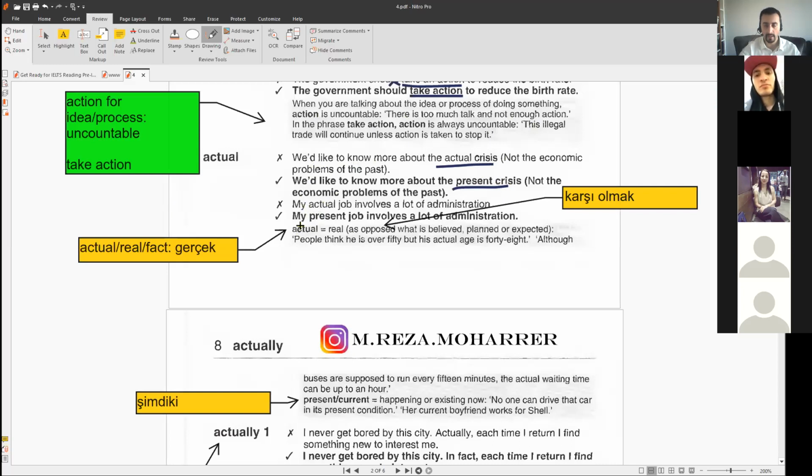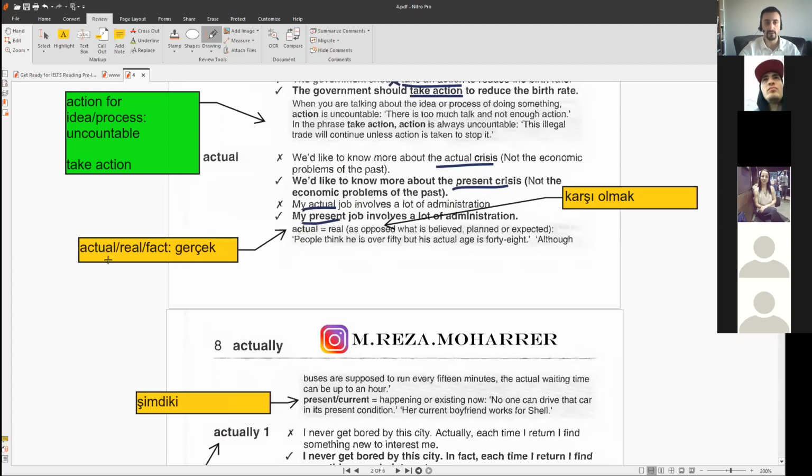Let's read the second example. My actual job involves a lot of administration. My present job involves a lot of administration. Yeah, administration, managerial behaviors or managerial skills, we call it. So what are the differences again here? As you see here, my actual job and my present job.